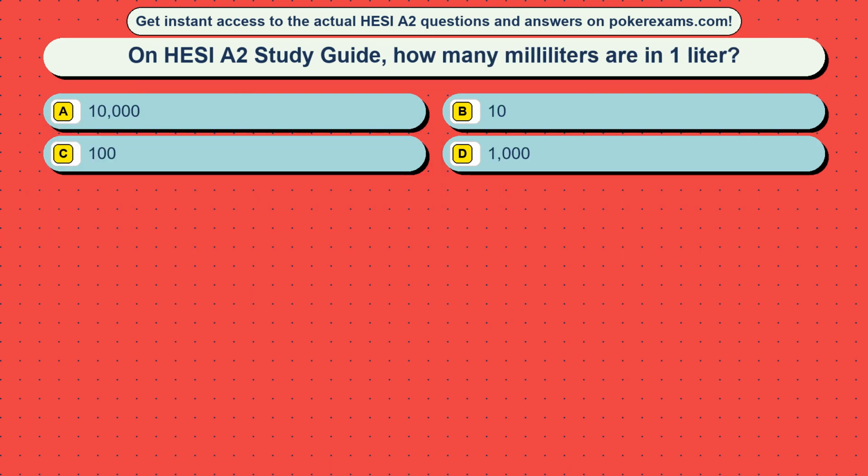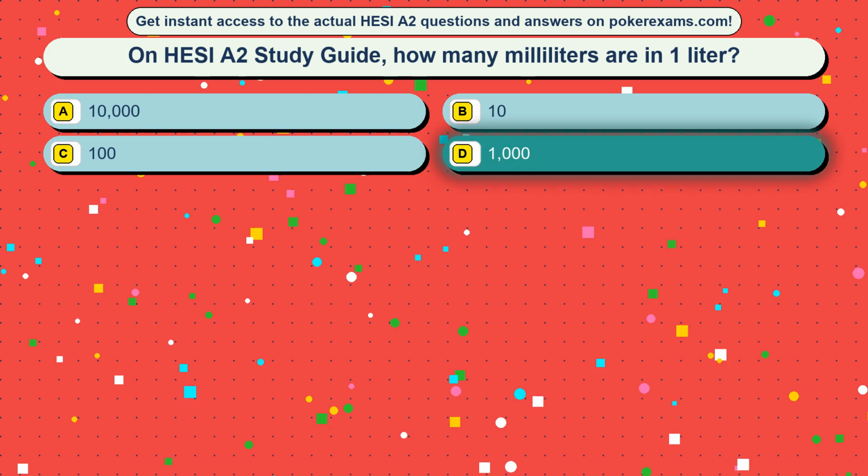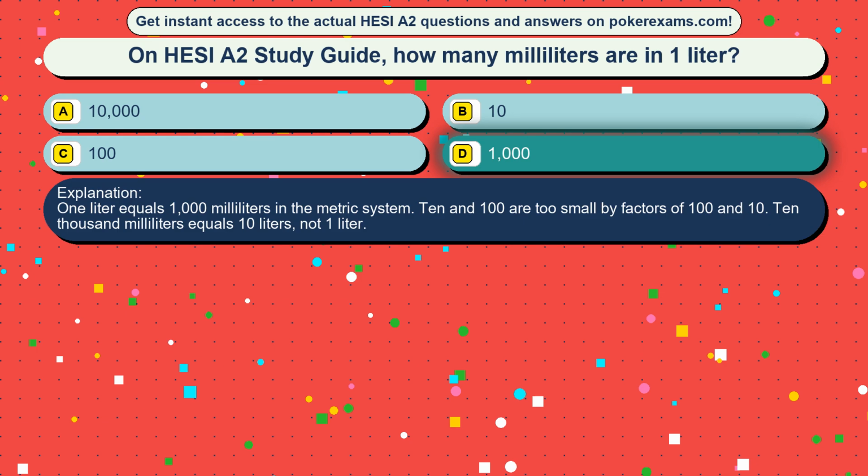Question 44. On the HESI A2 Study Guide, how many milliliters are in 1 liter? Option A. 10,000. Option B. 10. Option C. 100. Option D. 1,000. The correct answer is option D. 1,000. 1 liter equals 1,000 milliliters in the metric system. 10 and 100 are too small by factors of 100 and 10. 10,000 milliliters equals 10 liters, not 1 liter.